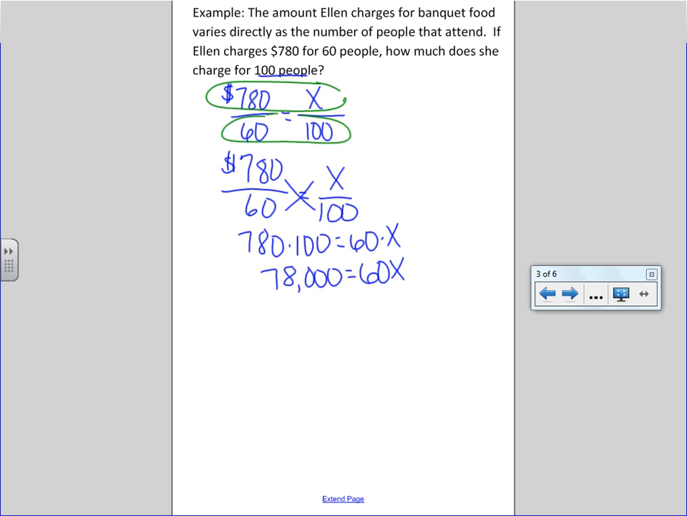To get x by itself, I need to divide by 60 on both sides. So I'll have a 0 cancel there. And I don't know this number off the top of my head. Will somebody plug this in your calculator? What is it? 13,000?